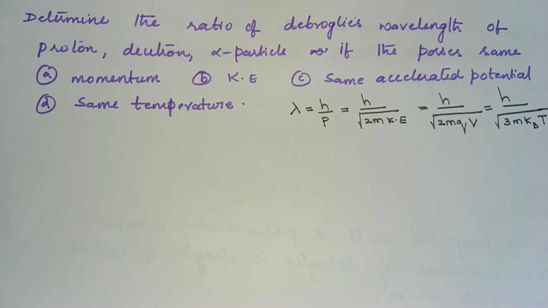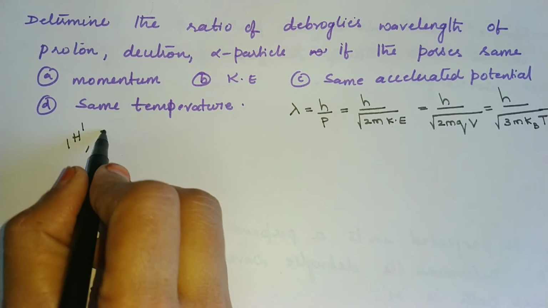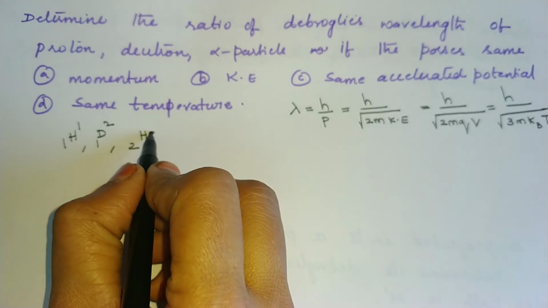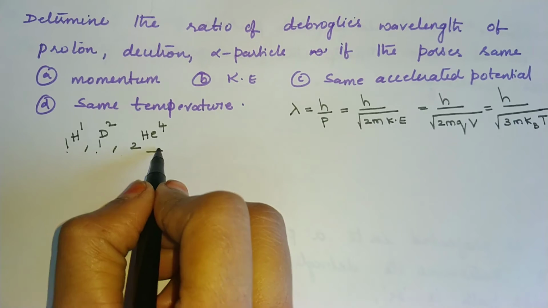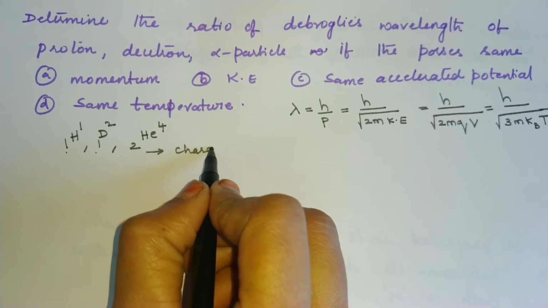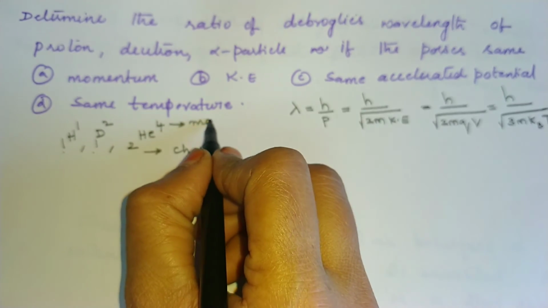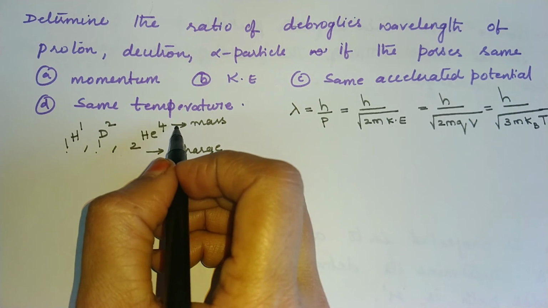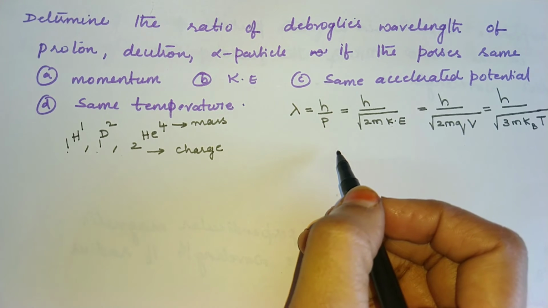In this question, I have given you three particles. Determine the ratio of de Broglie wavelength of proton. How do we represent a proton? 1H1, deuteron 1D2 or 1H2, then alpha particle is 2He4. Before you start, these numbers will give you the charge. Atomic number tells about the charge and mass number will tell you about the mass. So if mass of proton is 1 unit, deuteron is double, and that of alpha particle is four times. Using this, let us solve the given question.